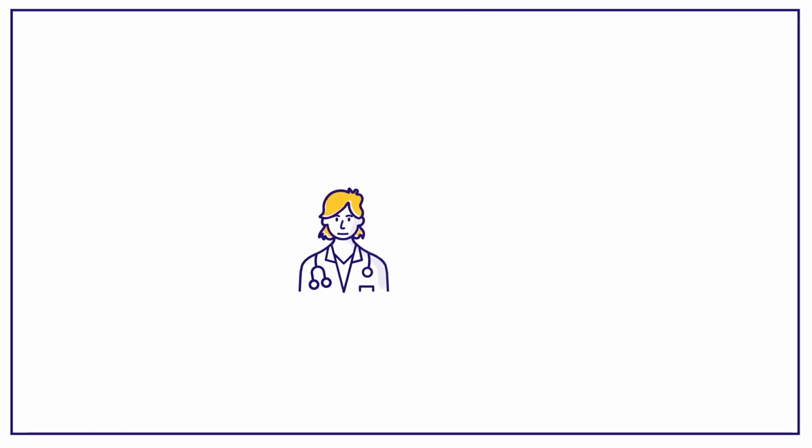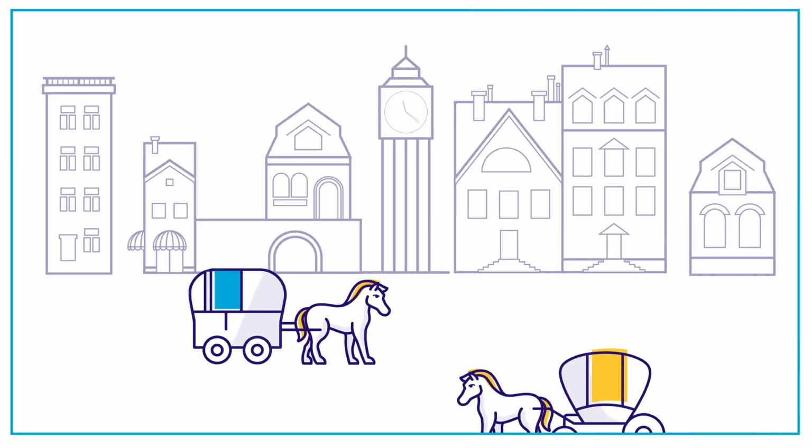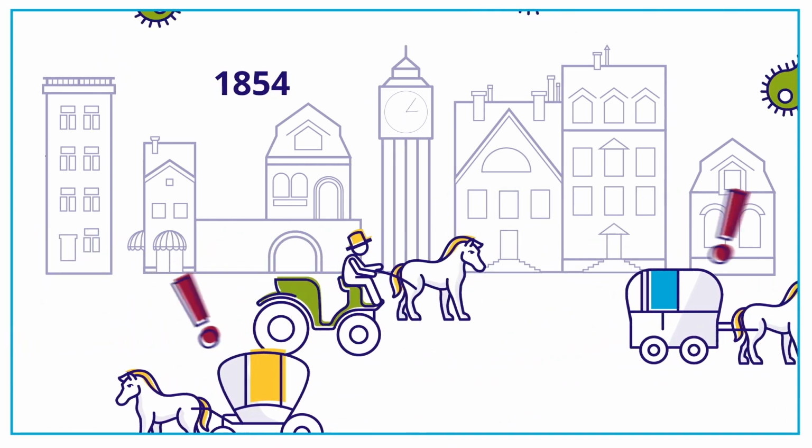What if Dr. Snow hadn't chosen the correct visual representation to explain the cholera outbreak in 1854? Let's go back in time and imagine what would have happened. In 1854, there was a cholera outbreak in London.